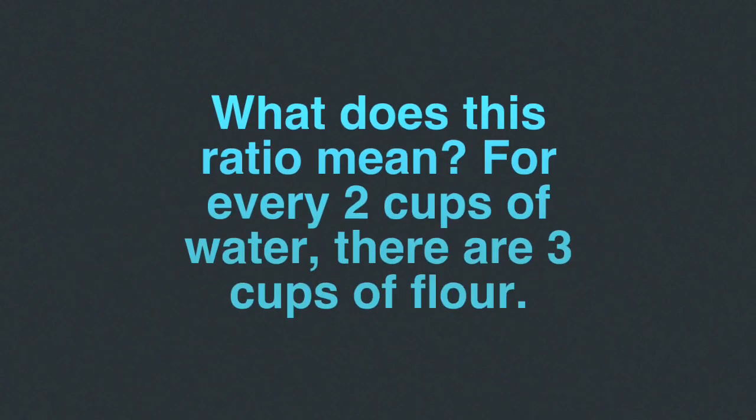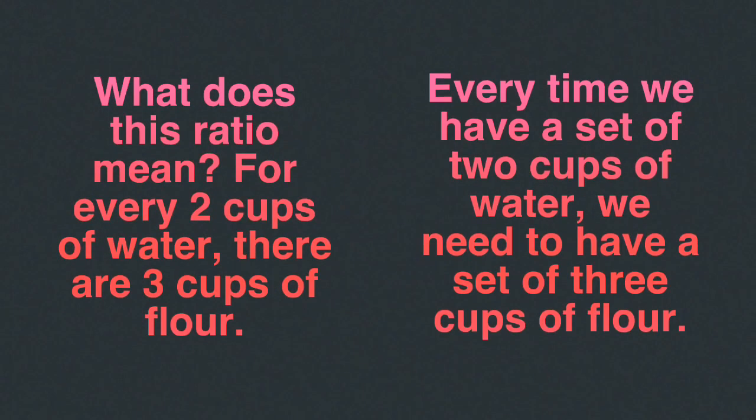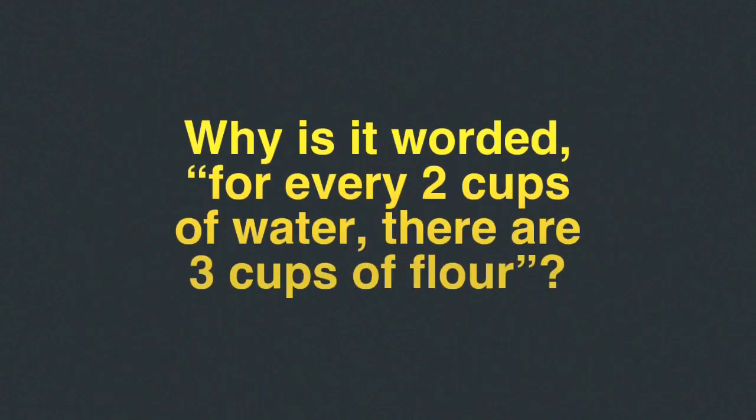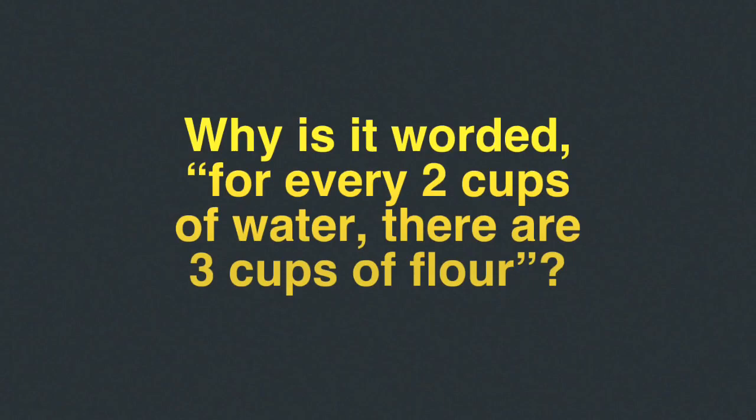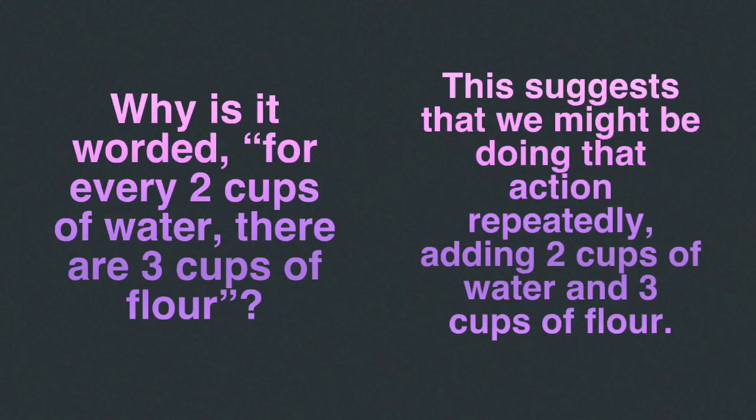The actual meaning of the ratio is for every 2 cups of water poured in, they need to pour in 3 cups of flour. Or said differently, every time we have a set of 2 cups of water, we need to have a set of 3 cups of flour. But why do you think we use the words "for every 2 cups of water, there are 3 cups of flour"? That's a big hint that probably this is going to happen more than one time.